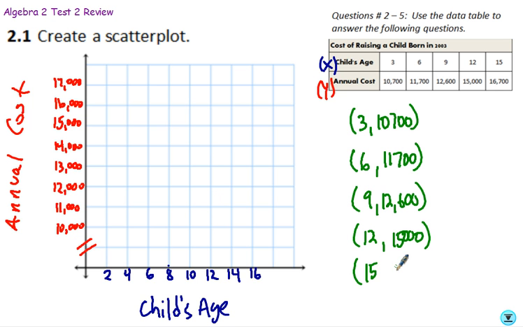And 15 and 16,700. So let's see, our first one there would be 3, 10,000. So 3 would be in between 2 and 4. 10,700 is a little bit more than halfway up to that box, and then a little below. Like I said, this part doesn't have to be perfect. We're just looking for a general trend, and we'll see here in a second what that trend might be. So 12 and 15,000, and then 15 and 16,700, something like that.